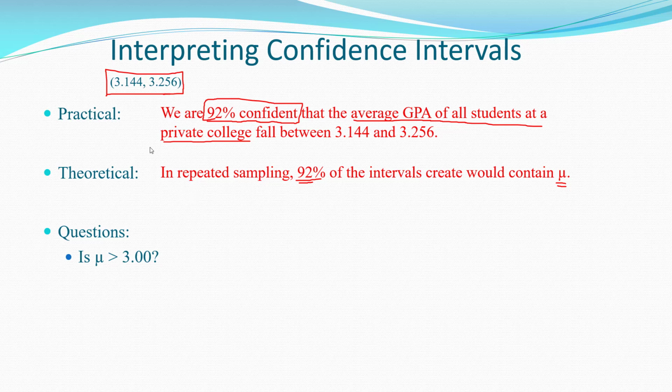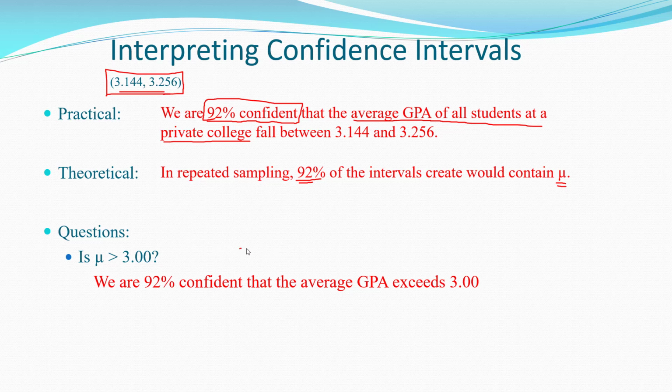So it's going to be tempting to say, no, I don't think mu is equal to 3. Well, first, you can do better than I don't think. I want you to state your confidence. We are 92% confident. And rather than say that the average GPA differs from 3, tell it exceeds. Every single one of the values in this interval is bigger than 3.00. We are 92% confident the average GPA exceeds 3.00.